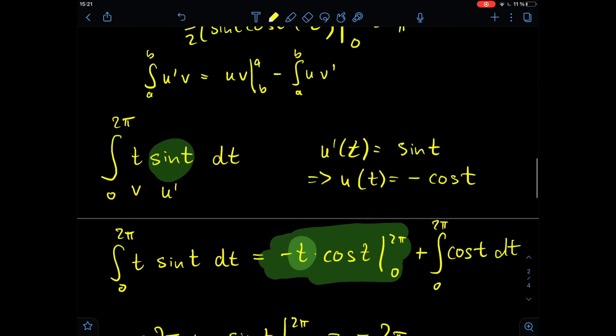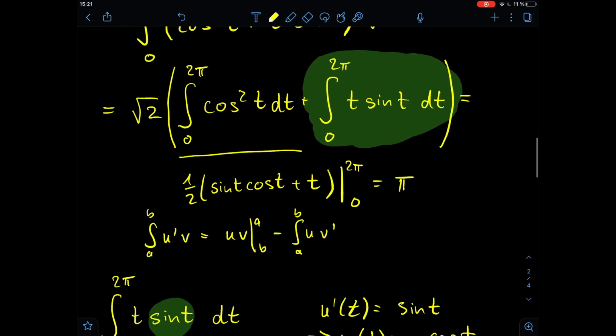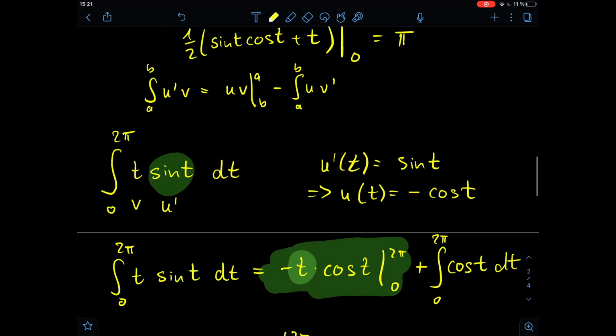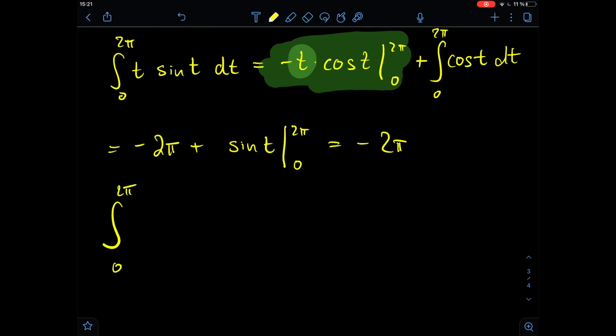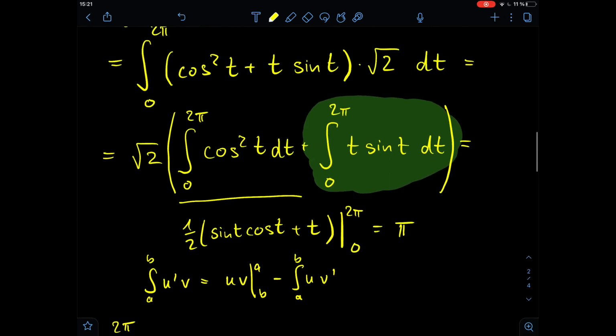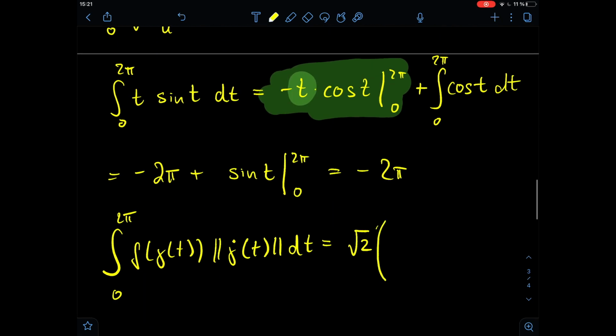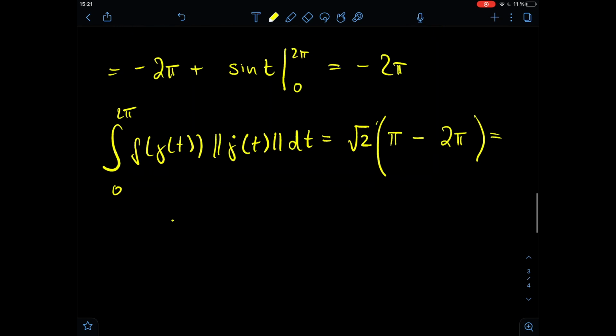So let's collect everything together and see what the result is. So what we have is that the integral from 0 to 2 pi over f of gamma of t times the norm of the derivative of our curve is equal to the square root of 2 times, brackets, pi minus 2 pi. And now we can just say pi minus 2 pi is minus pi, so the result is minus the square root of 2 times pi. And this is the result for the curve integral.